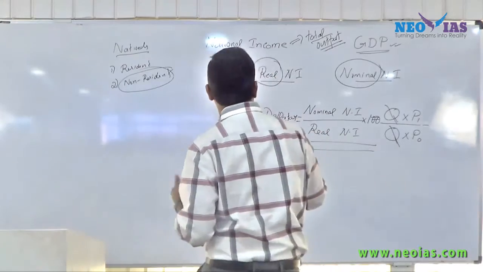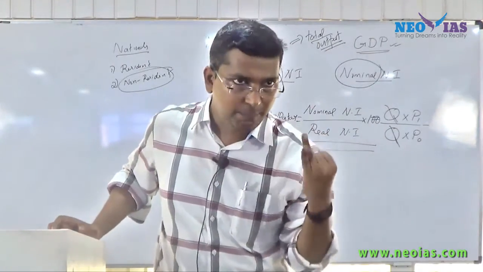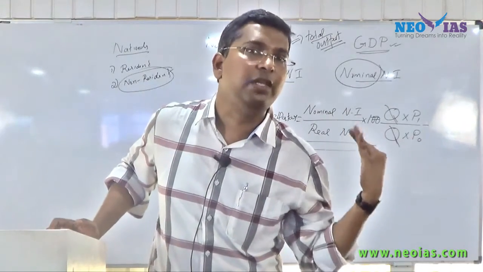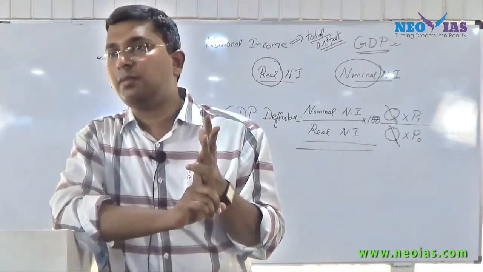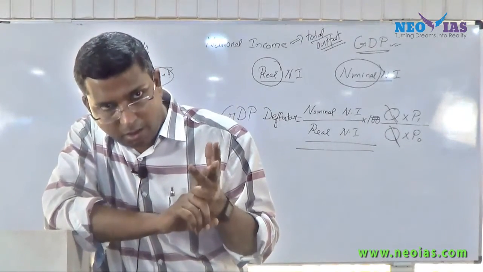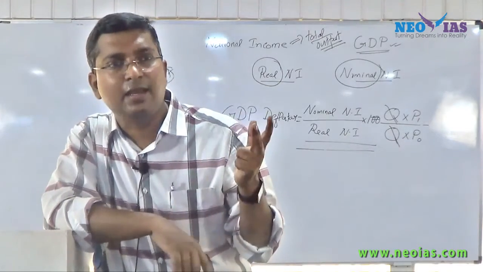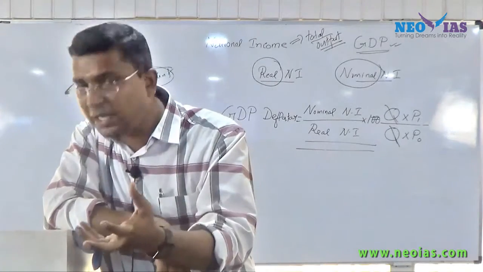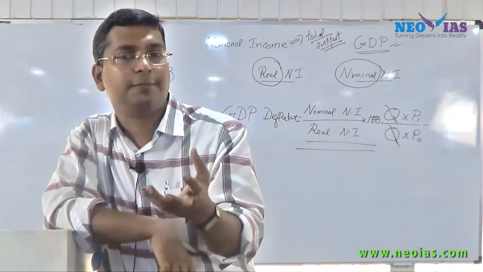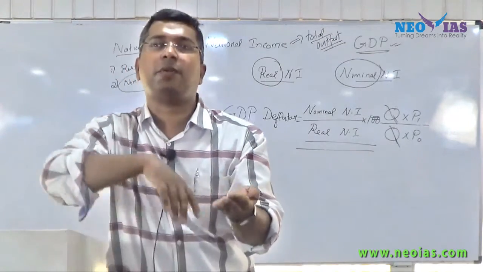This term real GDP and nominal GDP, or real national income and nominal national income, is very important, and the related concept GDP deflator is also very important. So you now know GDP at constant price and GDP at current price, very easy. Constant price is the base year price, the price prevalent in the base year. Current price is the price prevalent in the current year.